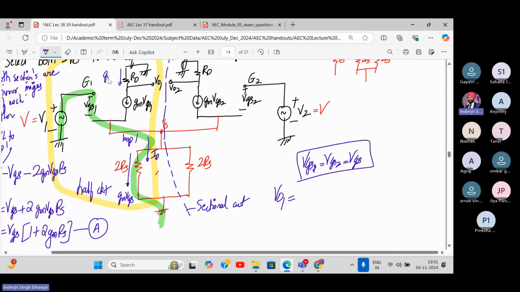Minus, this is what? GM VGS, right? So it will be minus GM VGS into RD. Similar to last time we have done, right? But in this case, it is VGS, not VGS1. Why minus? Because the current is moving away from the ground, so the current direction will be minus. So minus GM into VGS into RD. So what is VO1 now? Minus GM VGS RD. This is our equation number B.